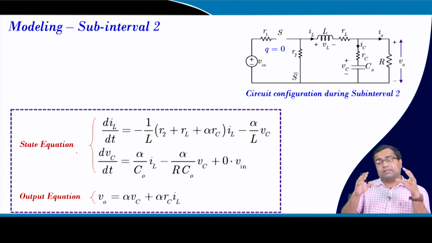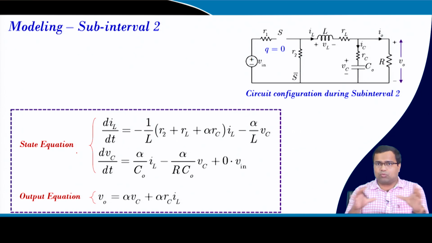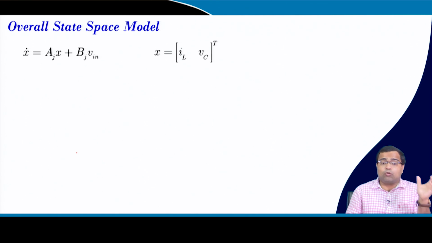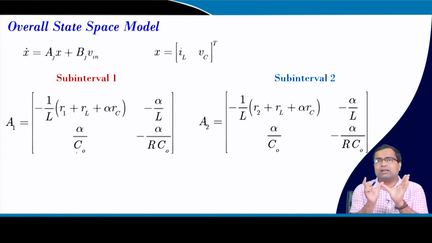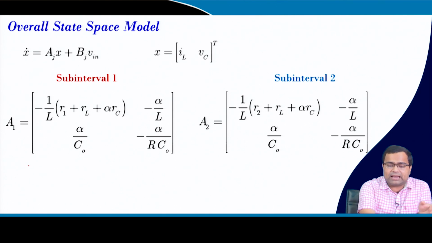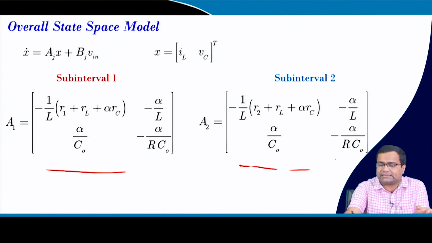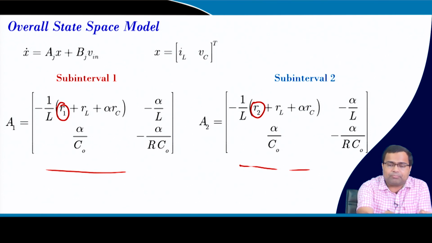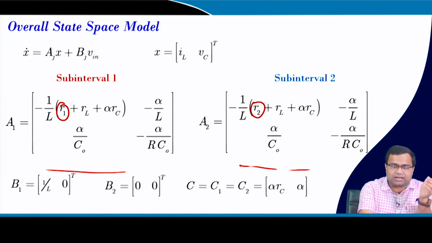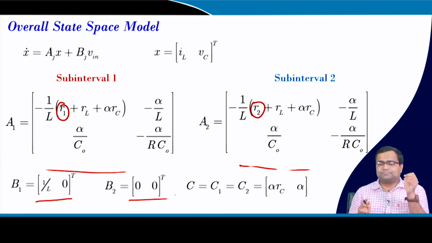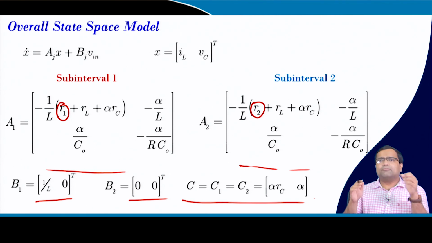But we are keeping the same state variable throughout. Next, the overall state space model will have 2 components. This kind of structure is called a switched linear system. Within a switching interval, it is a linear system, but 2 linear systems are combined by means of switching. Their A matrices are more or less common except for this difference, but their B matrices are drastically different, it is a null matrix, and the C matrix is common for this converter.